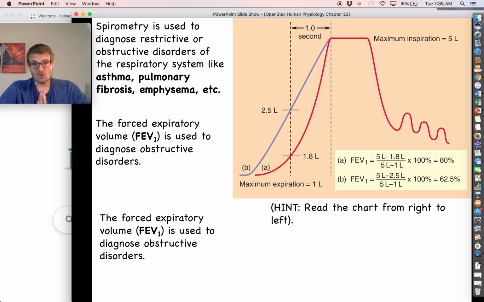So just from looking at these graphs, we can diagnose the patient with the purple graph with some type of disorder that is preventing the speed or the efficiency of air moving in and out of the lungs. Because there's either something restricting or obstructing the airways, the air cannot move very quickly, which is why it takes a little bit longer to go from 5 all the way down to your maximum expiration of 1 liter, which again is your residual capacity.